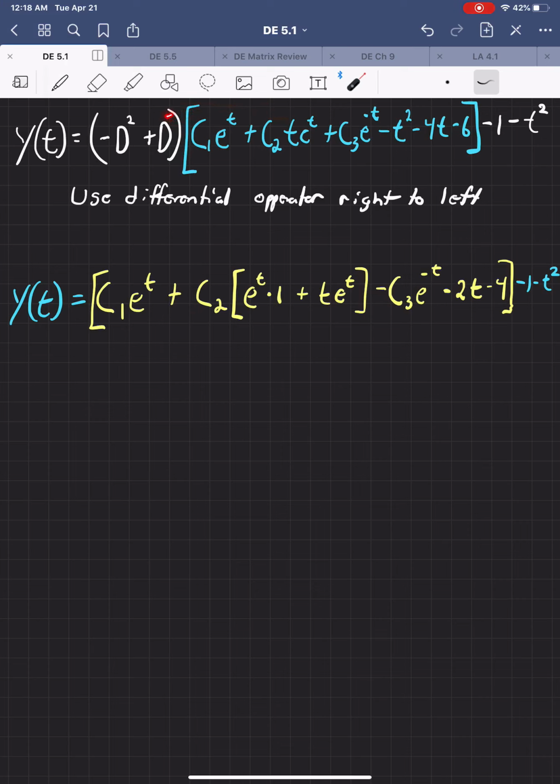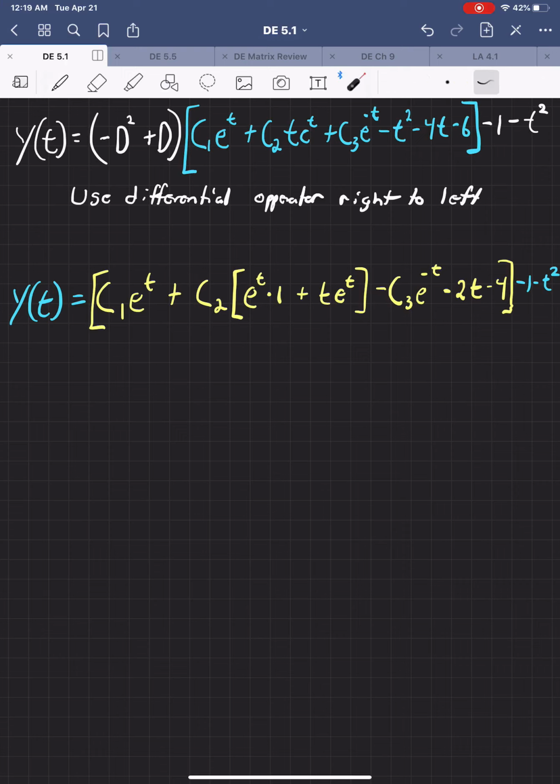And then I would have the derivative of c sub 3 e to the negative t, which is just negative c sub 3 e to the negative t. Then finally, I would have the derivative of negative t squared, which is just negative t. The derivative of negative 4t is negative 4. And finally, the derivative of negative 6 just zeroes out. Okay?